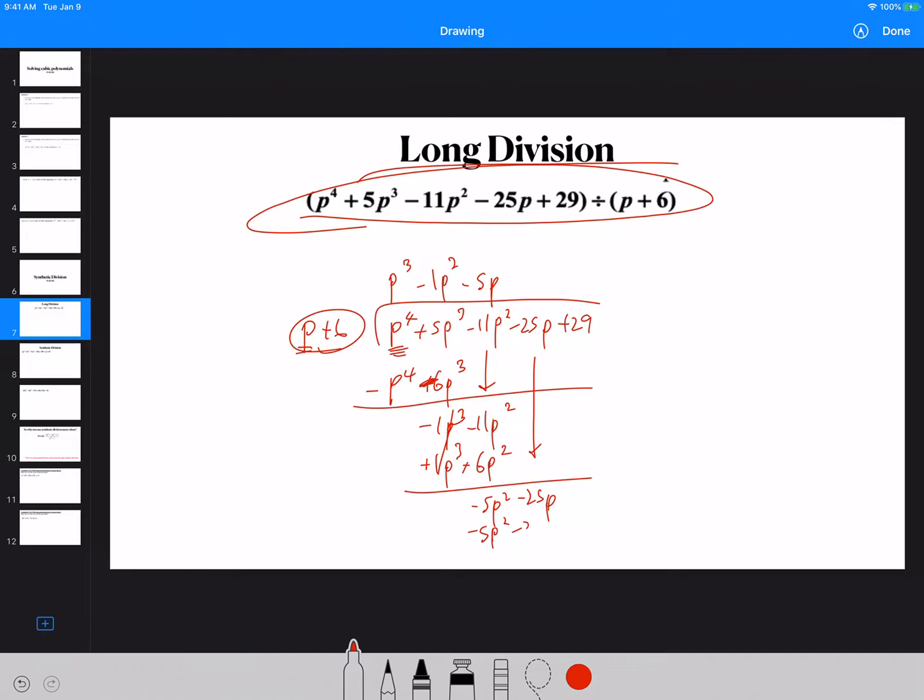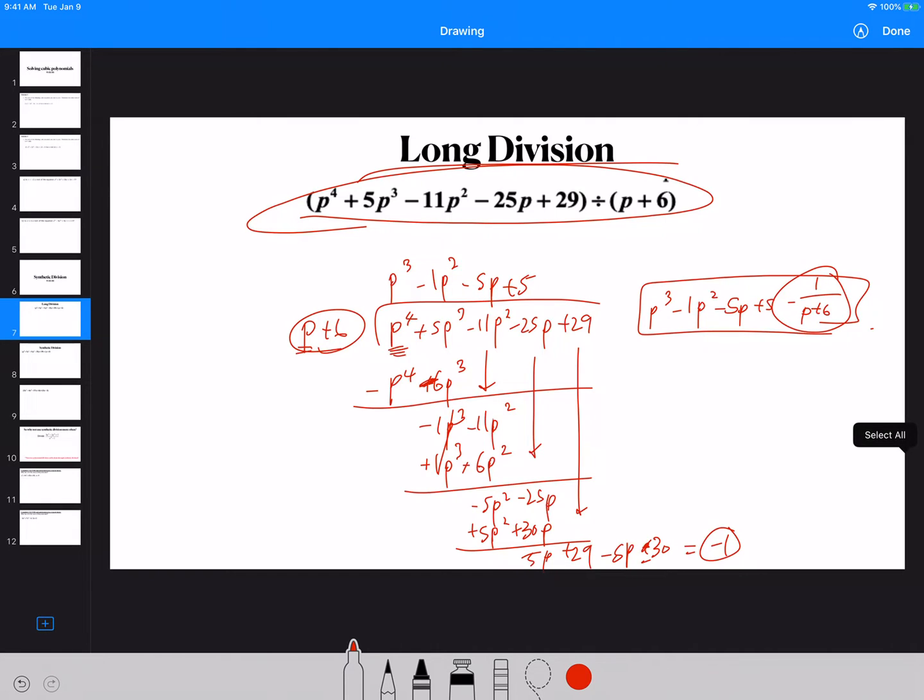Bring down the minus 25p, minus 5p. Oh my goodness, this is just so much work. Plus 5p, bring down the plus 29, and then plus 5 here. So that'll be 5p plus 30. Subtract these two, you've got a remainder of negative 1. Okay, so my final answer would be p cubed minus 1p squared minus 5p plus 5 minus 1 over p plus 6. Okay?